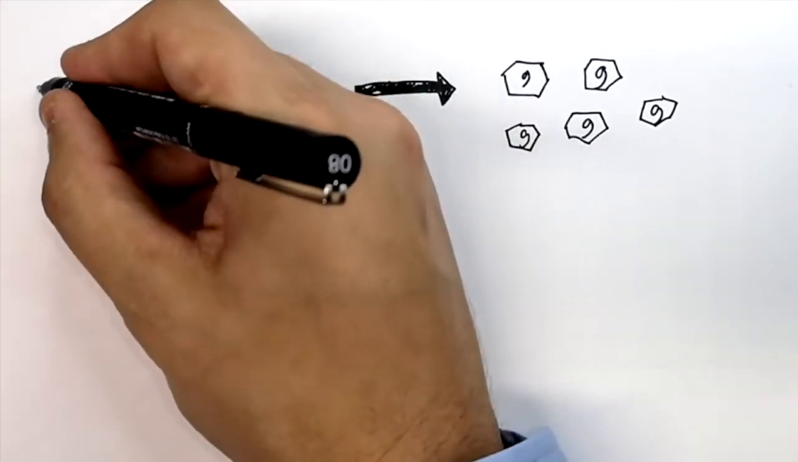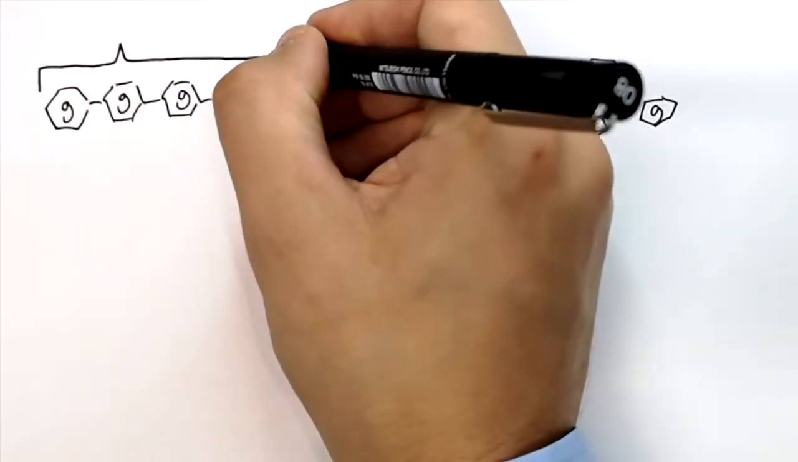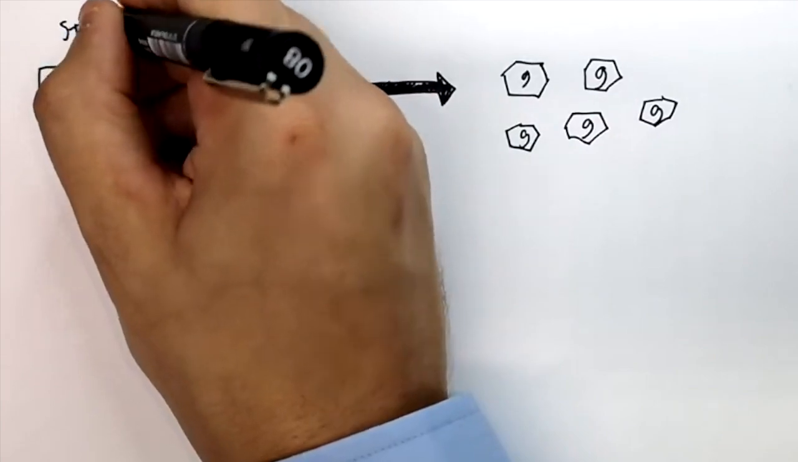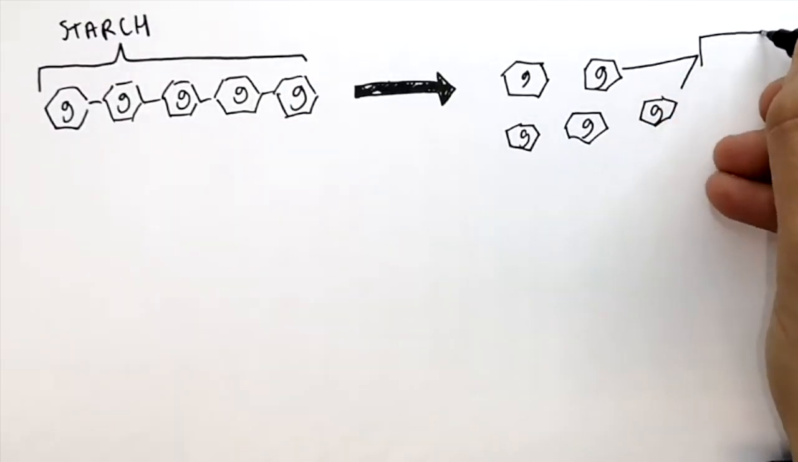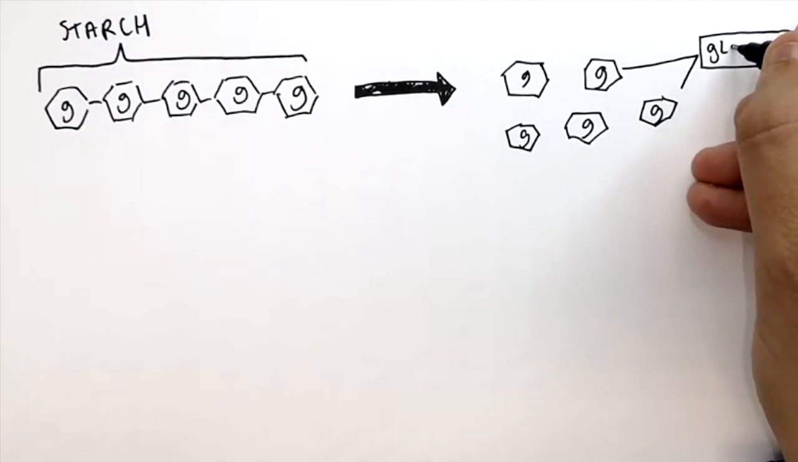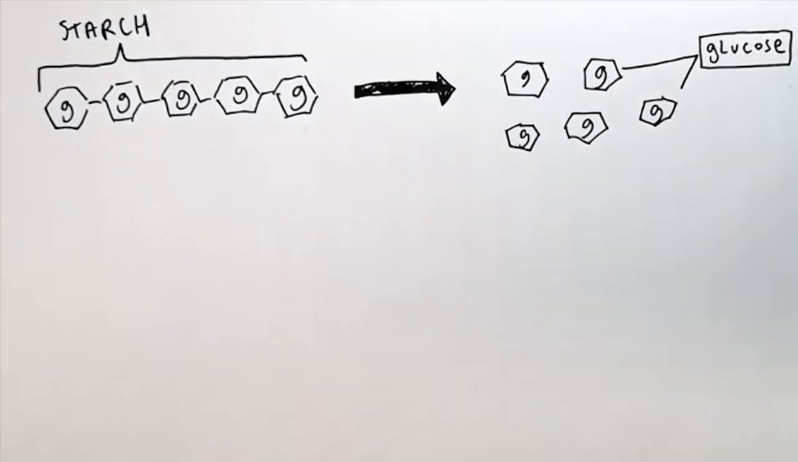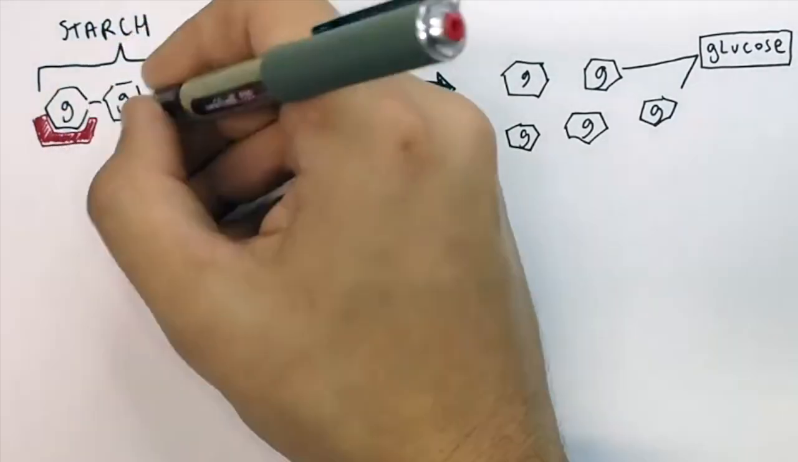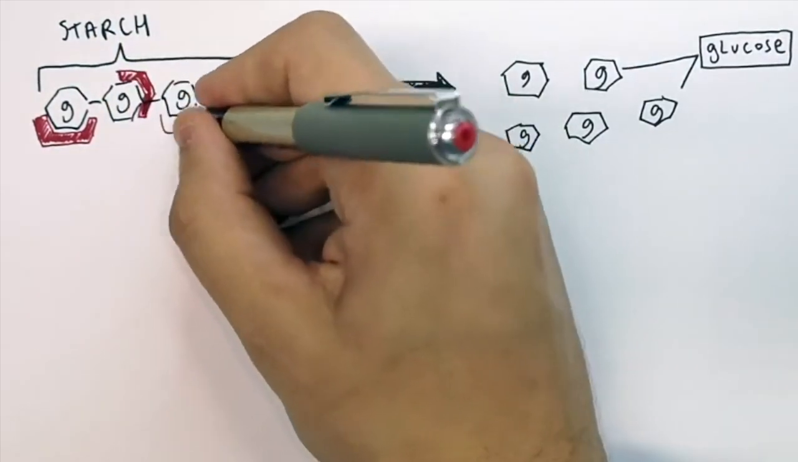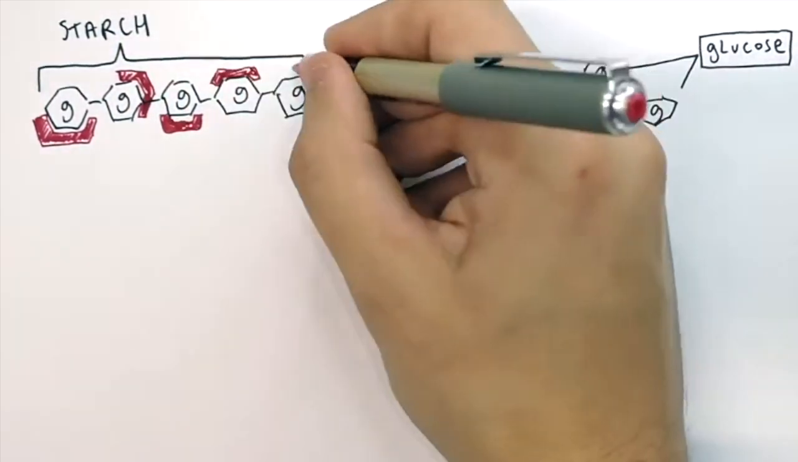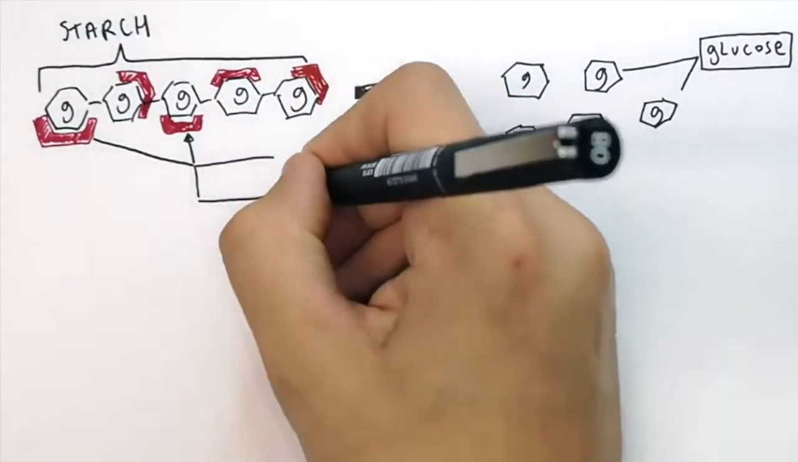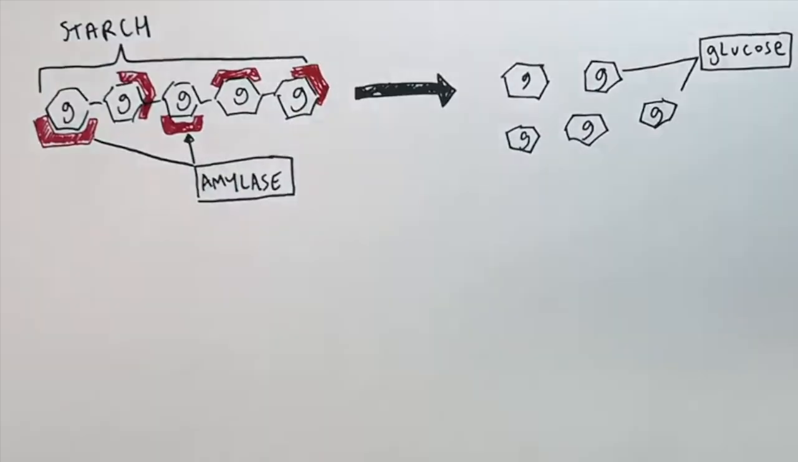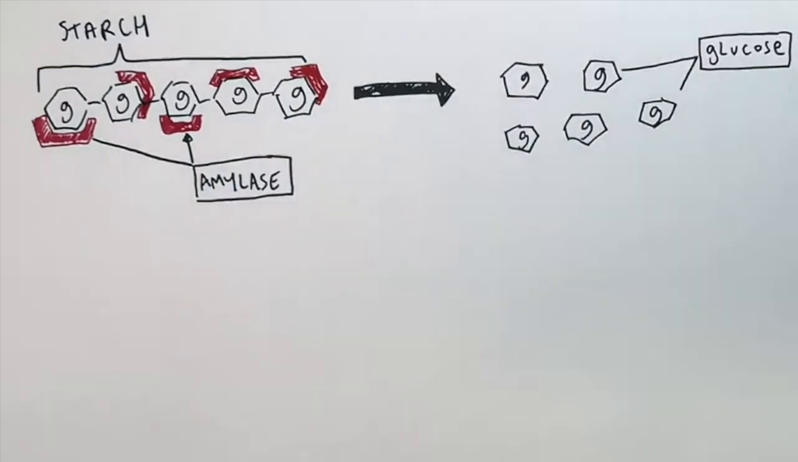This here is a molecule of starch, the polymer starch. Starch is a carbohydrate, and it's broken down into glucose molecules, which is used by the body for respiration. It is the enzyme amylase that binds the substrate starch. Starch is the substrate and amylase is the enzyme. Amylase breaks down starch into glucose.